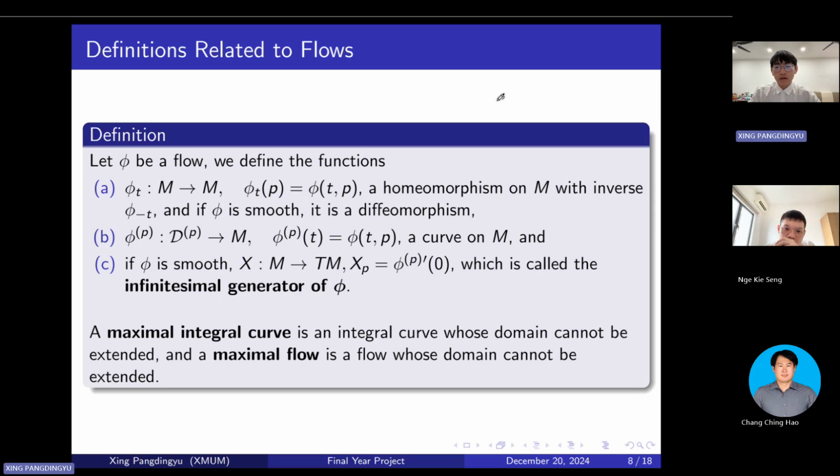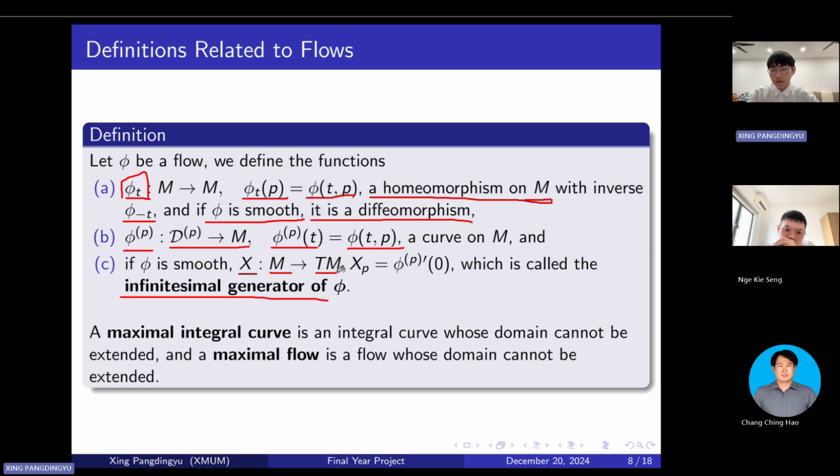Based on flows, we have some useful definitions. So if we fix t, we can have a function phi_t defined by phi_t(p) equal to phi(t, p). It is a homeomorphism on M because it is easy to check that phi_{-t} is its inverse. And if in addition phi is smooth, then it is a diffeomorphism. On the other hand, if we fix the point p on M, we can have a curve defined by phi_p(t) equal to phi(t, p). It is a curve on M defined on D_p. Then the infinitesimal generator is defined to be a function from M to its tangent bundle, which maps every p in M to the tangent vector phi_p prime(0).